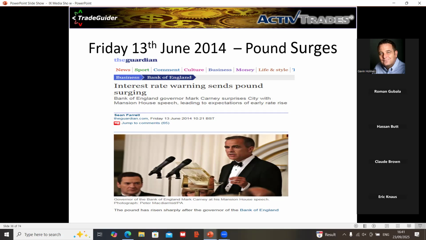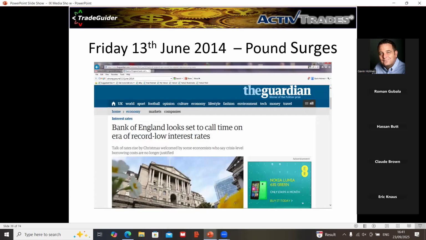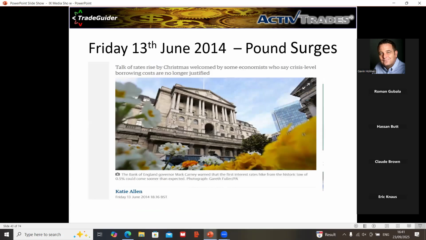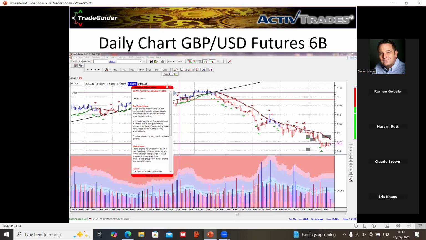So he's come out, interest rate warning. So this happens all the time. Bank of England looks to set call time on era of record low interest rates. Oh, okay, that's the Guardian, major newspaper. 13th of June, Friday the 13th. Why would you release news like that on Friday the 13th? Well, you would, because that's what happened.